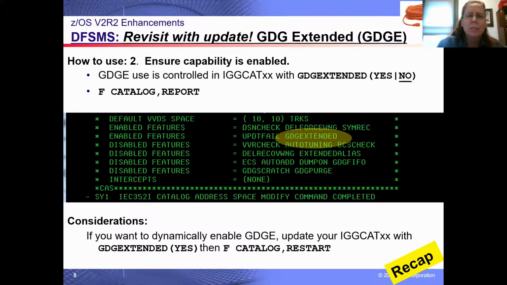All right, so the next thing is, once you've got that all cleaned up, let's turn on the capability. How do you turn it on? Go to the IGGCATxx parmlib member, GDG_EXTENDED, and set it to YES. Then if you want to restart it, you could do an F CATALOG,RESTART, and that would pick up the new setting that you've just turned on. You can do an F CATALOG,REPORT, and you can see here that under enabled features, if you've got this set up right, GDG Extended is an enabled feature.